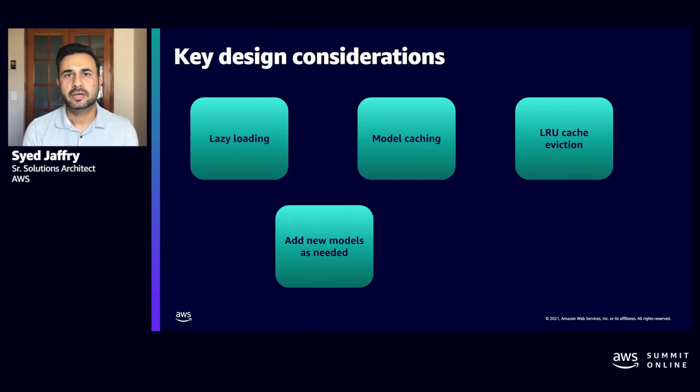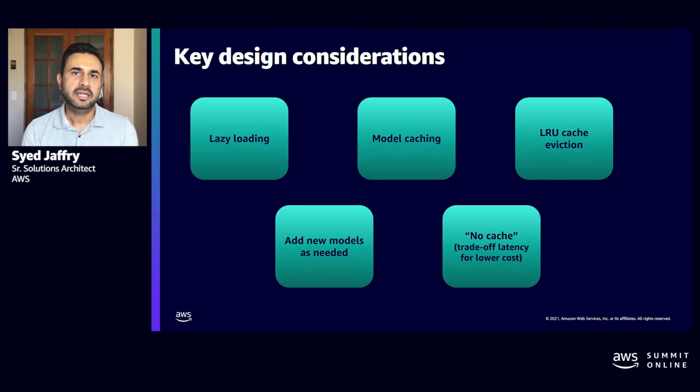And as I said earlier, you can add new models on the fly as you need them on the endpoint. And finally, you can configure a no cache on the endpoint. Now that will allow you to serve even more models from the endpoint resources, but here you're trading off latency for cost efficiency.